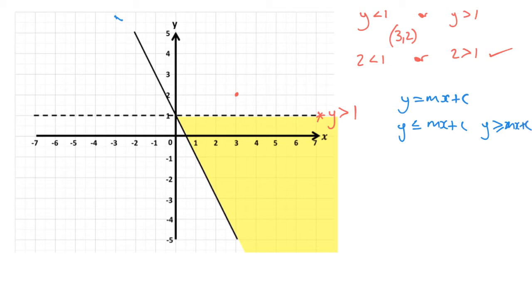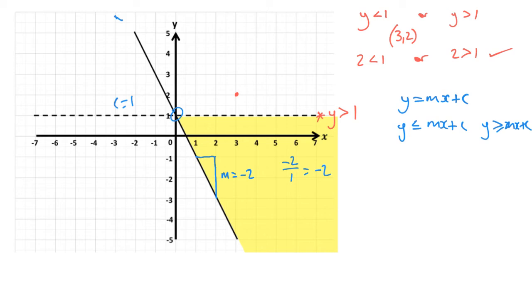So we need to work out the gradient and the intercept. Now the intercept is 1, so it's going to be plus 1, so c equals 1. Then we need to work out the gradient. What we can think about is the gradient is showing that for each horizontal unit we pass, we're going down 2 units. That means that the gradient is going to be minus 2, because the rise is minus 2, the run is 1, and minus 2 divided by 1 is minus 2.